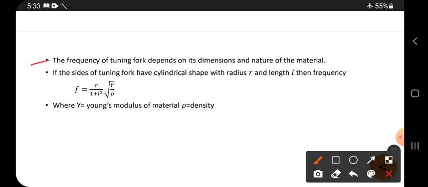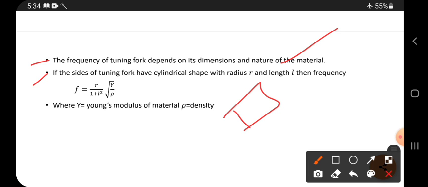The frequency of the tuning fork depends on its dimensions and the nature of the material. Nature means tuning forks are not always prepared with iron like this; we can prepare them with a different material. And dimension means their size, their length and thickness.